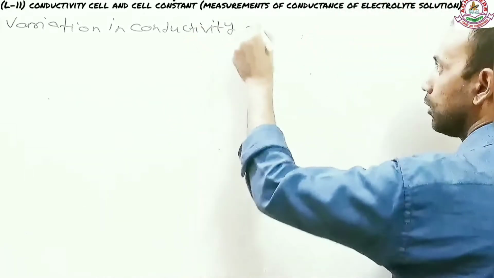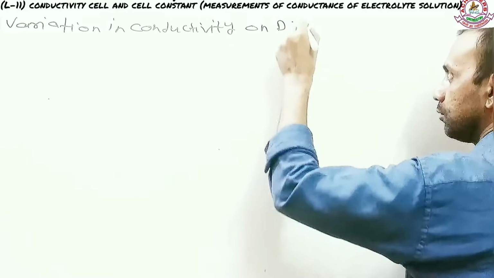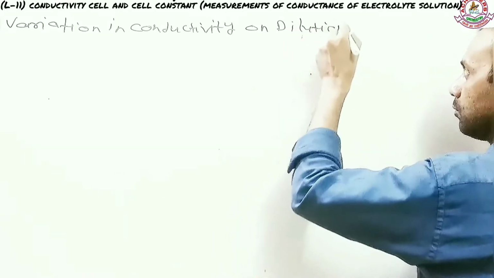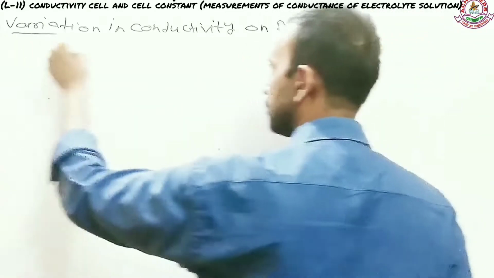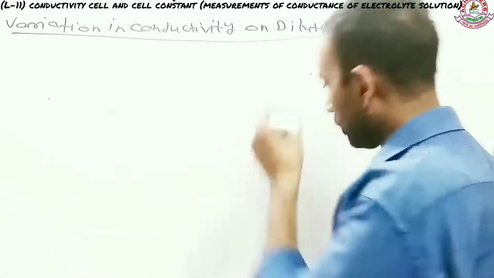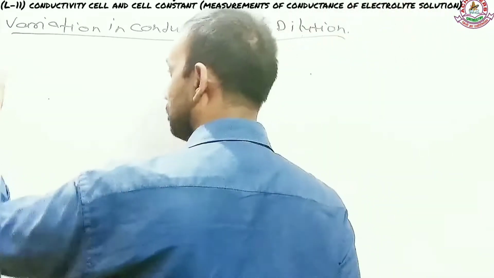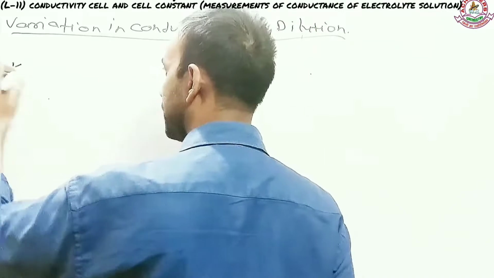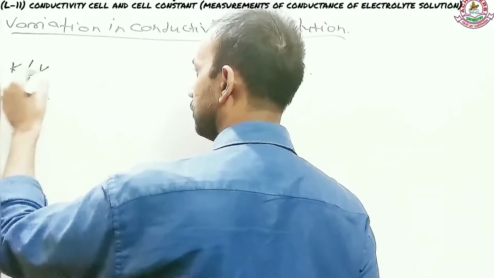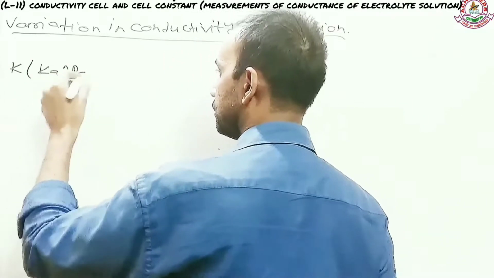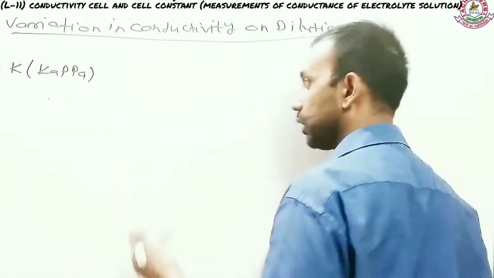Conductivity on dilution. Right? This is going to be a short one, so don't worry about it. So the first thing, let me repeat back: conductivity is represented by K. It's called kappa, if you remember. Some people call it kappa, whatever.